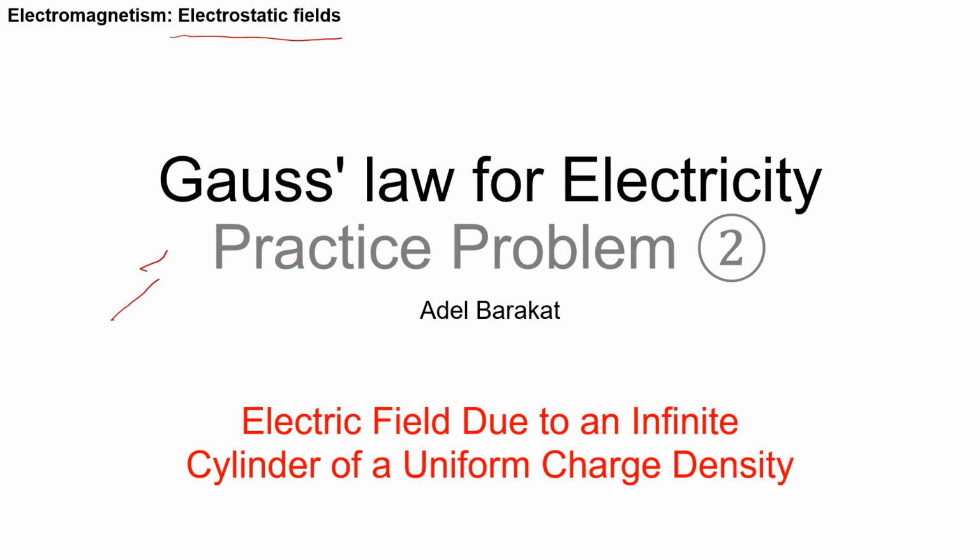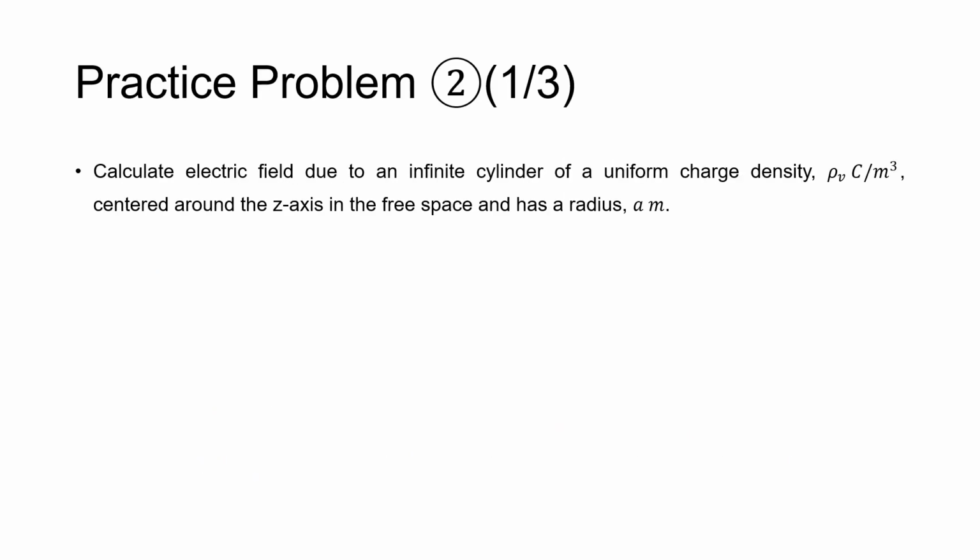Today we have a practice problem on Gauss's law for electricity. The title of the problem is electric field due to a uniform and infinite cylinder of a uniform charge density. The second example here is the same but for a cylinder. We are told to calculate the electric field in an infinite cylinder, and it has again a uniform charge density rho v and is centered around the z axis in free space with radius a.